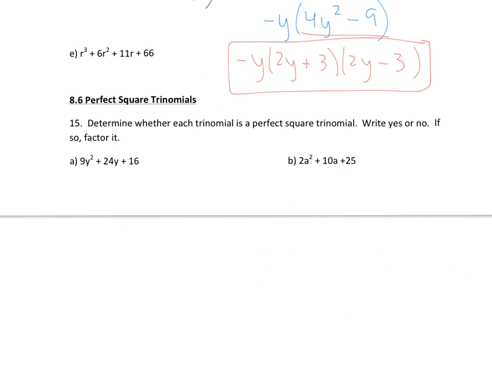Okay, 8.6 perfect square trinomials. Question 15. Determine whether each trinomial is a perfect square trinomial. Write yes or no, and if so, factor it. So let's look at part A.